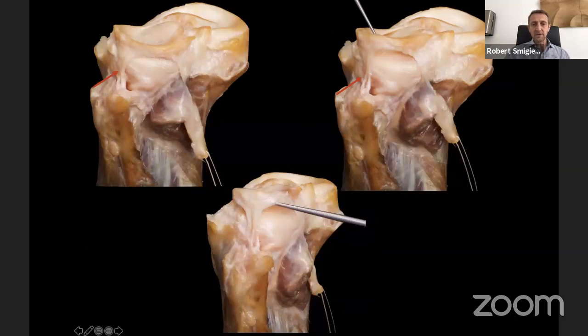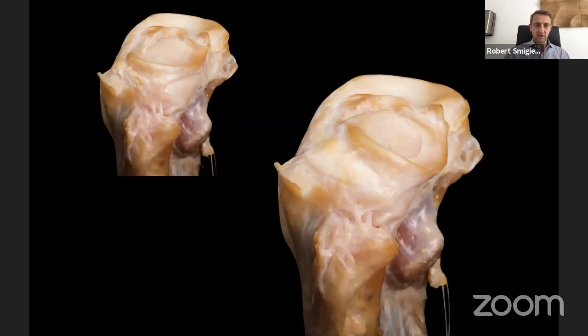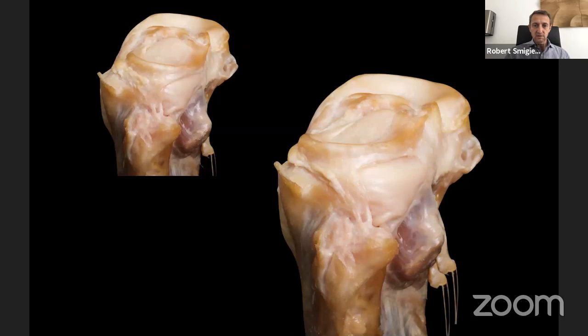And now you can see the structure. It's a really strong structure. It really holds the meniscus in the proper position. And now you can see how this situation changes. You see, just this meniscofibular ligament is very important for anterior lateral meniscus stability.